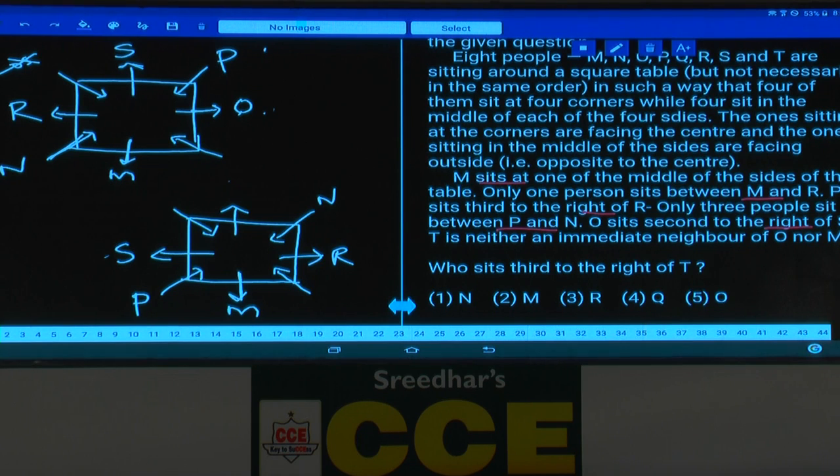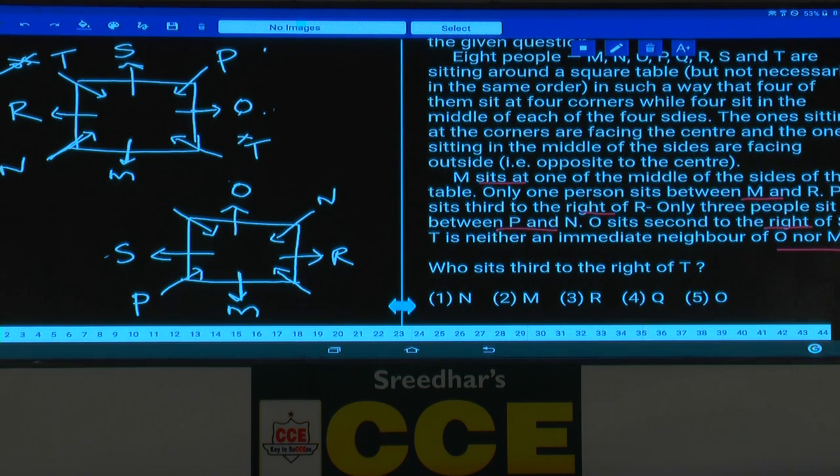Now if S is here, S is facing away from the center, then O will be here. O sits second to the right of S, and T is neither an immediate neighbor of O nor M. As T is neither an immediate neighbor of O nor M, T cannot be at this place in case 1. As T cannot be here, T must be here.